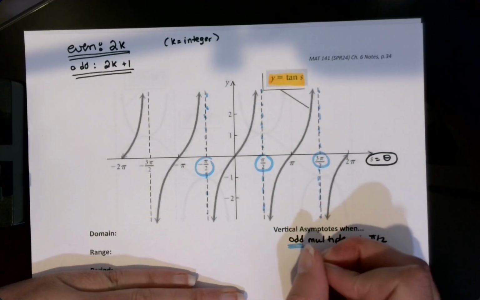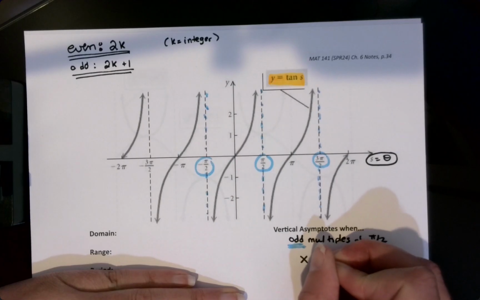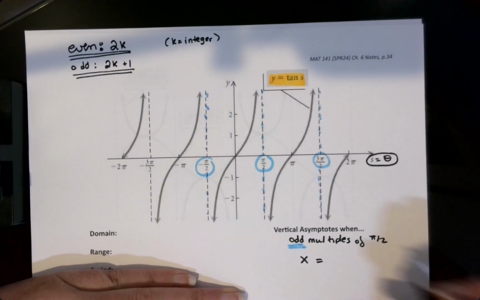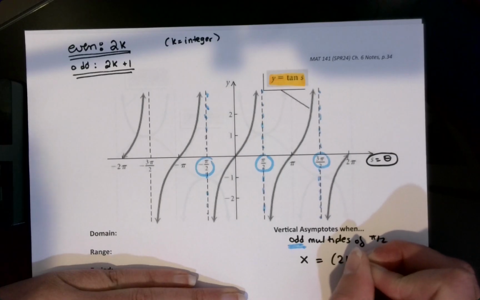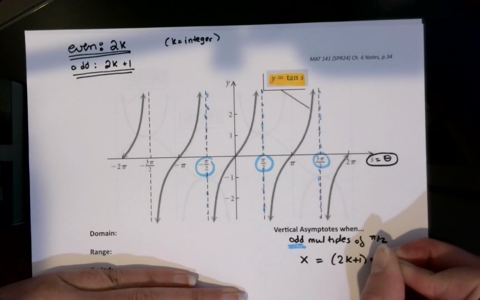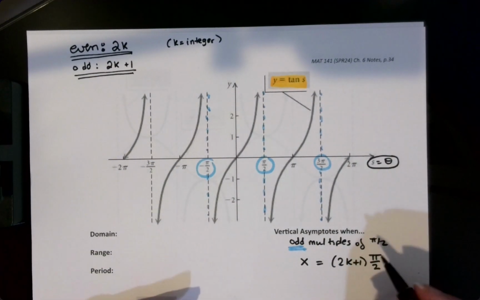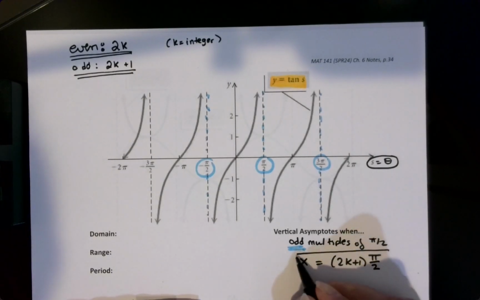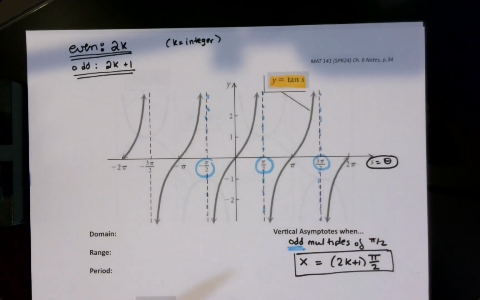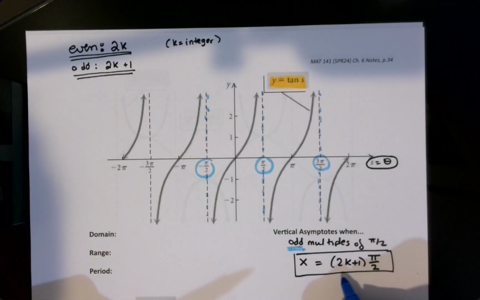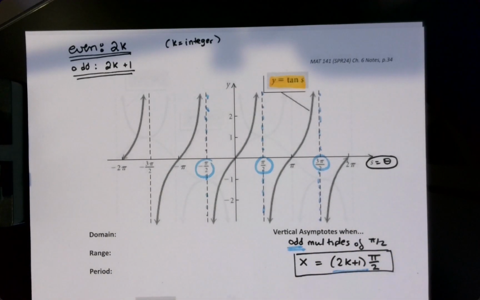So I'm going to have vertical asymptotes whenever x is equal to an odd multiple of pi halves. So we're going to say 2k plus 1 for odd times pi halves. So that's going to be my vertical asymptotes. We use the 2k plus 1 to express the idea of odd multiples of pi halves. Okay, interesting. All right, so we're going to continue now. We've got to look at the domain.